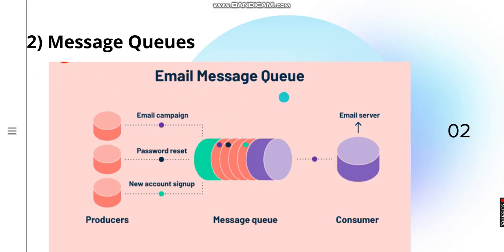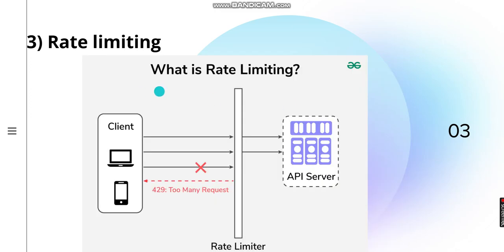So this is about the message queues. Next topic is rate limiting.